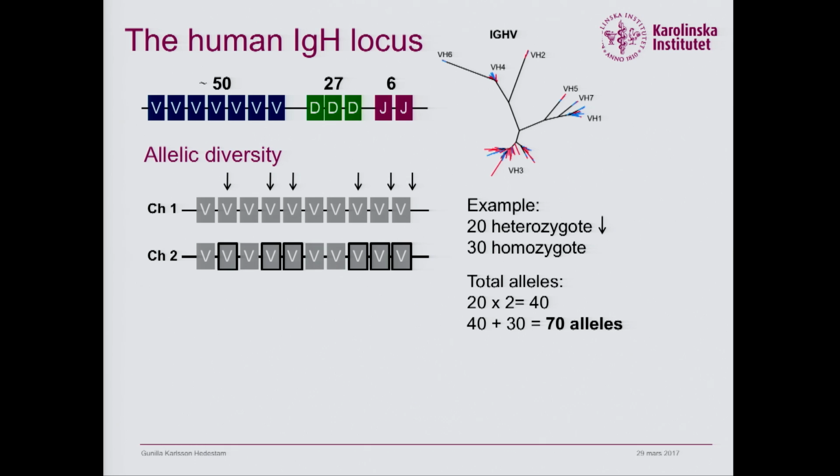So there are in addition many different levels of diversity at this locus, and one is allelic diversity. If we just look at the V gene segments, you can be homozygote or heterozygote for any of these V gene segments. And this is just to give an example. I mentioned that we have approximately 50 building blocks, but you can be heterozygote for, for example, 20 of those and homozygote for 30, which would give you 70 alleles. So the number of alleles you have will vary, and it can be many more than the actual building blocks. That's one level of diversity.